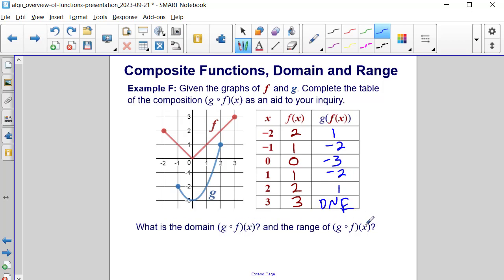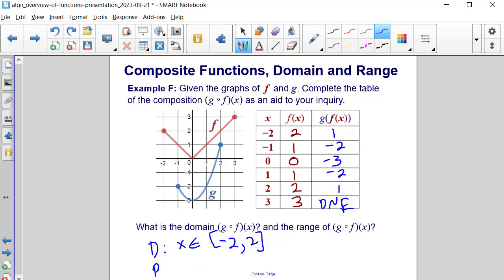And now using these table values, as well as the graphs, let's determine the domain of g of f of x and the range of g of f of x. For the domain, we're looking at all of the x values that had outcomes, and those ranged from negative 2 to 2. So x is contained in the set from negative 2 to positive 2, including both endpoints. They both gave us final outputs.